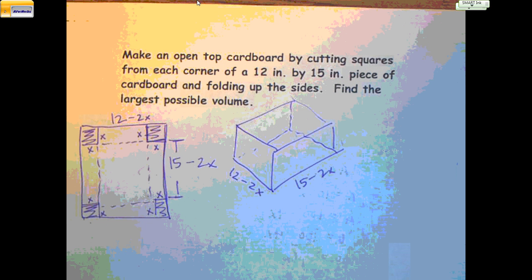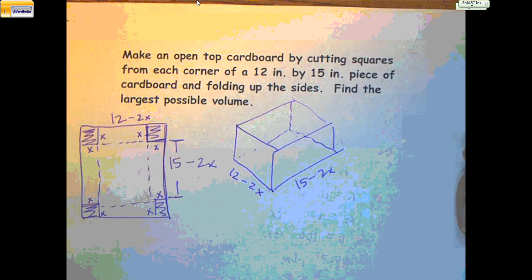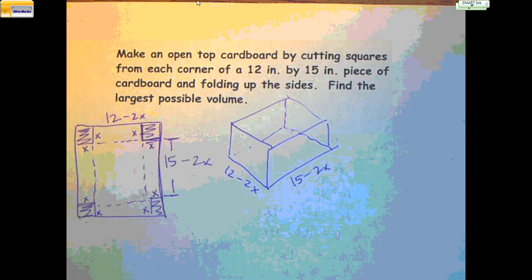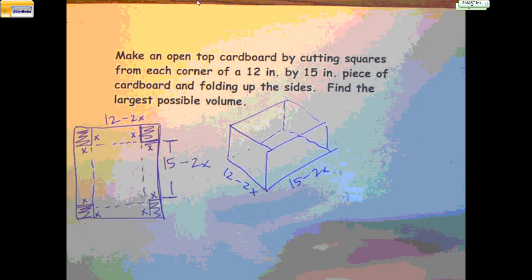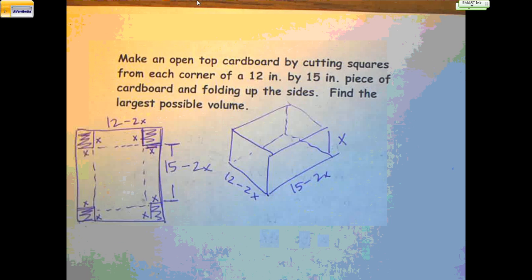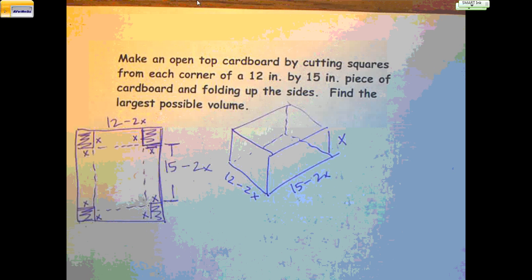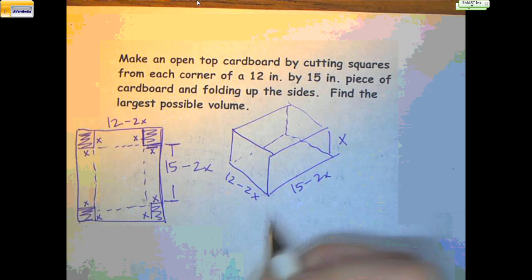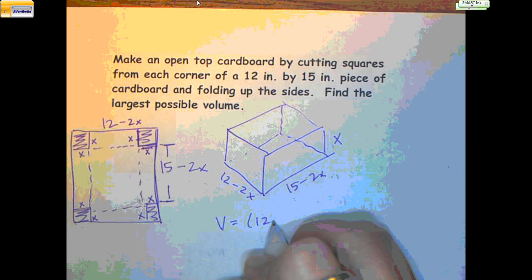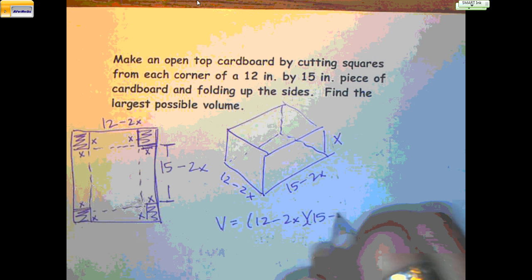What's the height? Well, how far in did we cut? X, yeah. The height of the box is right there whenever you fold it up, so we have x. Now you can find volume because it's the length times the width times the height.